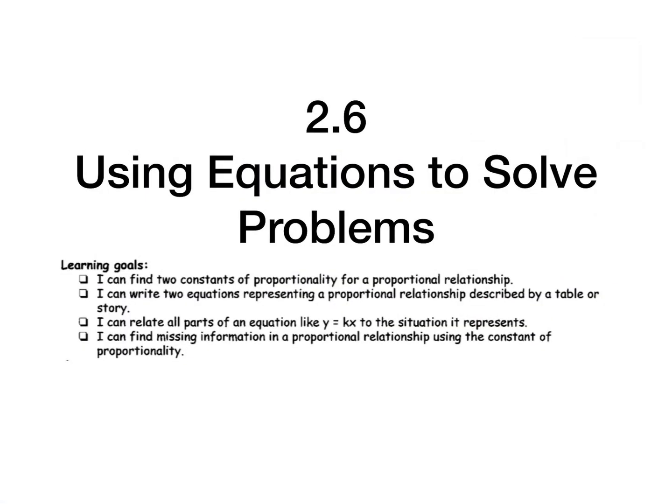Today we're going to wrap up the first part of Unit 2, and that's Lesson 6, talking about using equations to solve problems. We're still going to be using tables, we'll be using equations, we're going to be using both constants of proportionality in our proportional relationship and looking at how that changes to work best with what we're trying to find.